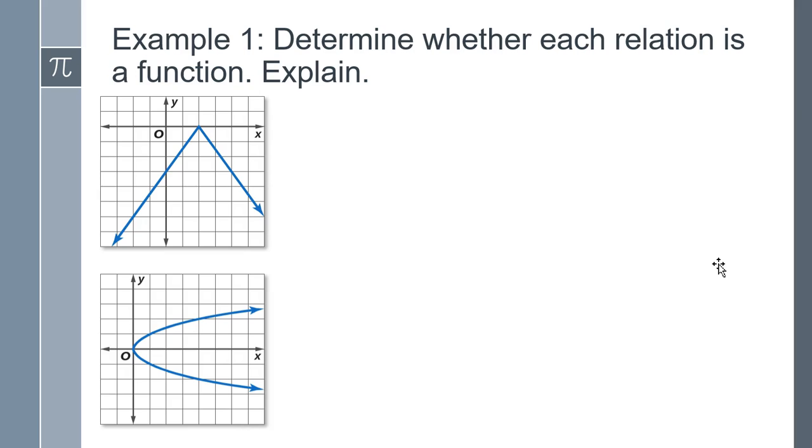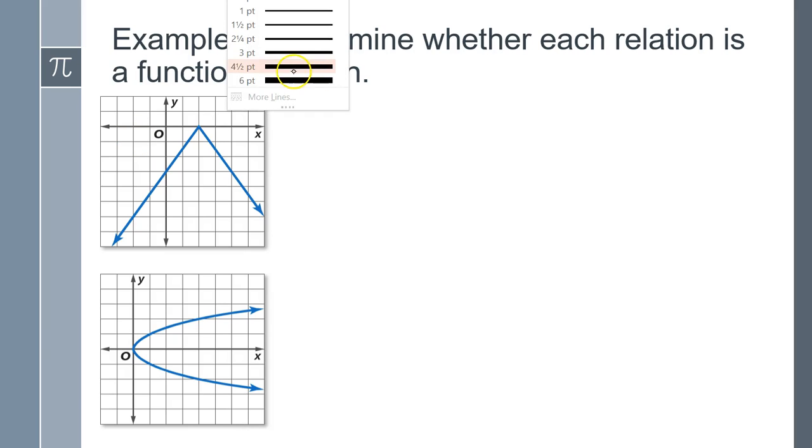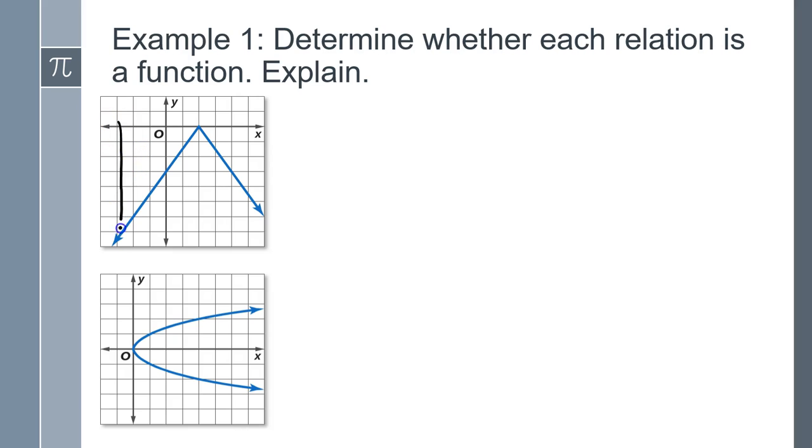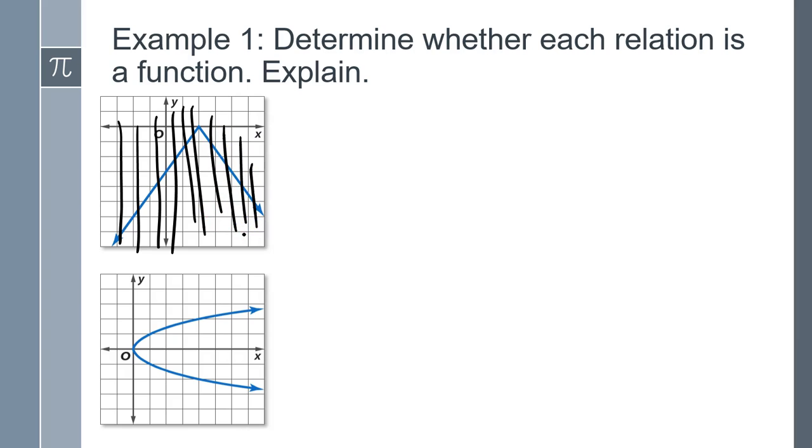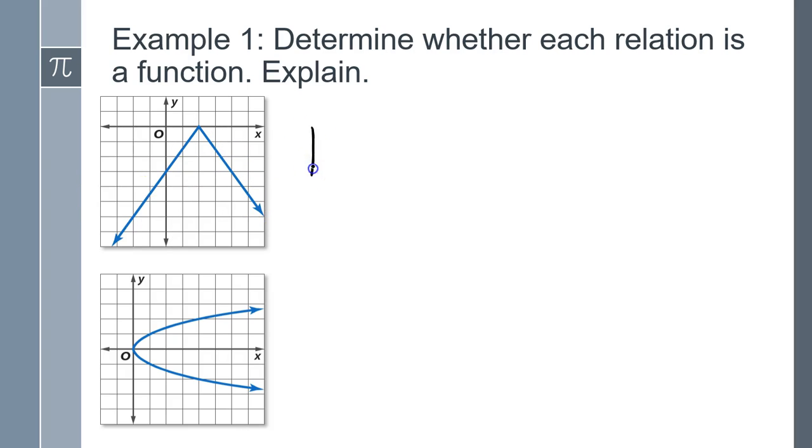So let's go over two examples. We're asked to determine whether each relation is a function, and we're asked to explain. So let's look at this first graph. If I were to create vertical lines everywhere along it, here, here, here, here, here, and so on, what do we notice? We notice that it's only going to hit one time. It'll never get 2 points when I make vertical lines. So this one indeed is a function.